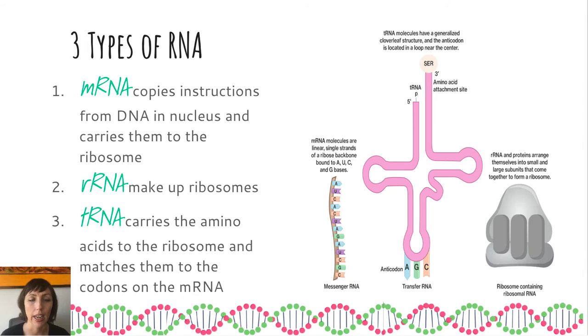So there are 3 types of RNA. So there's messenger RNA, or mRNA. And mRNA copies instructions from DNA, just like you saw in that video, in the nucleus. And then it carries those instructions outside of the nucleus to the ribosome. Okay, there's ribosomal RNA, which is rRNA, and that just makes up ribosomes. And then there's transfer RNA, or tRNA, which carries the amino acids to the ribosome and matches them to the codons on the messenger RNA. Okay, and again, if you're overwhelmed or confused by this information, I encourage you to watch the video again and then go through these slides step by step.